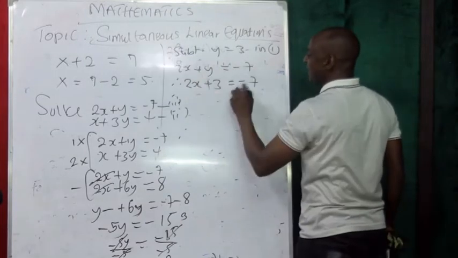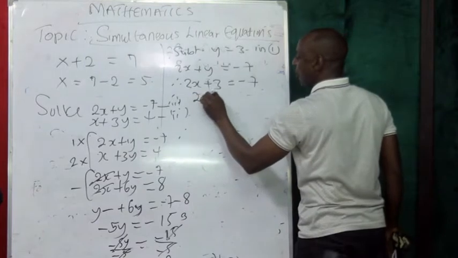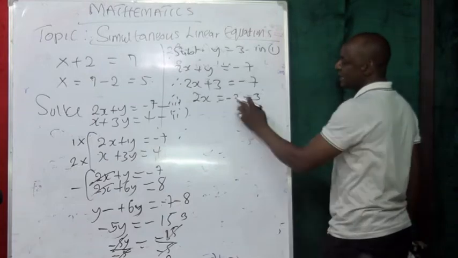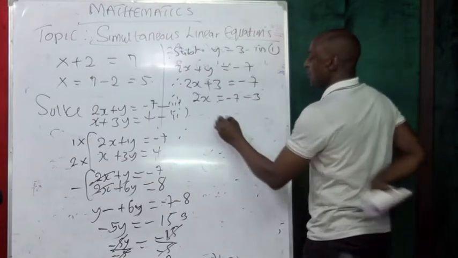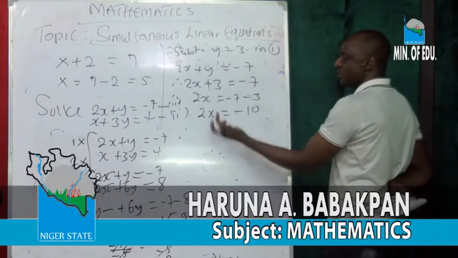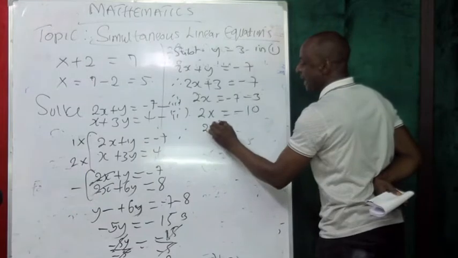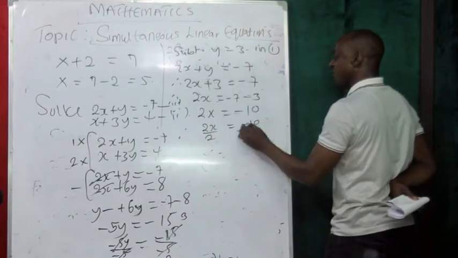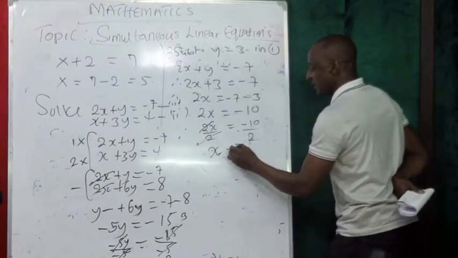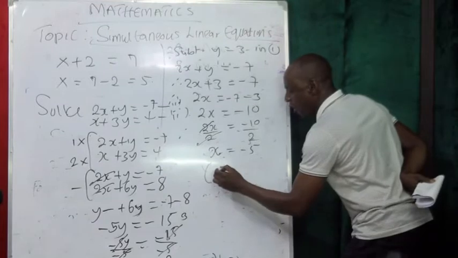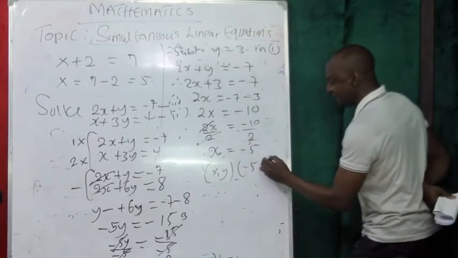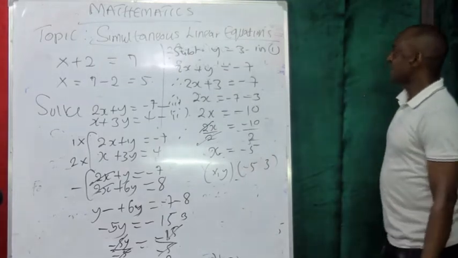Bringing 3 to the other side, the sign will change to negative. You have 2x equals negative 7 minus 3. Negative 7, negative 3, so you have 2x equals negative 10. And to obtain your x now, you divide both sides by 2. You have 2x upon 2 equals negative 10 upon 2. And 2 cancels 2, your x is equal to negative 5. And the value of x and y is negative 5 and 3.